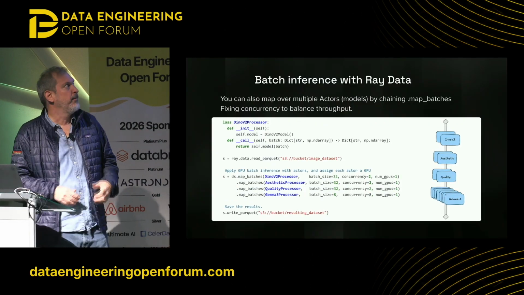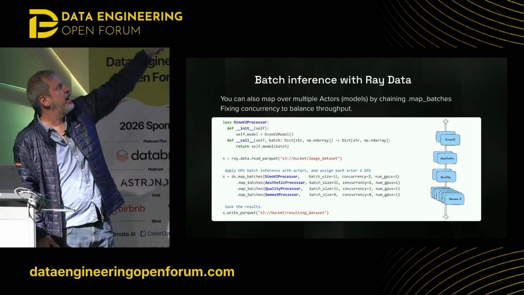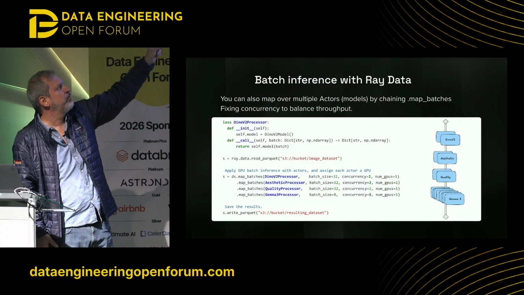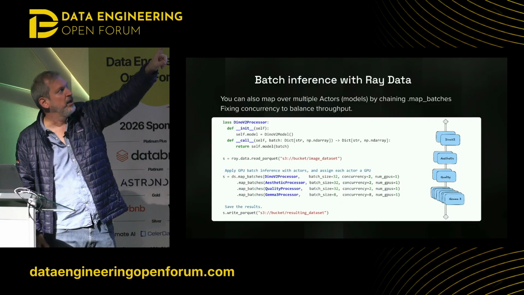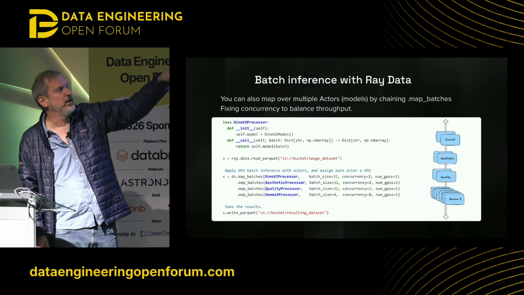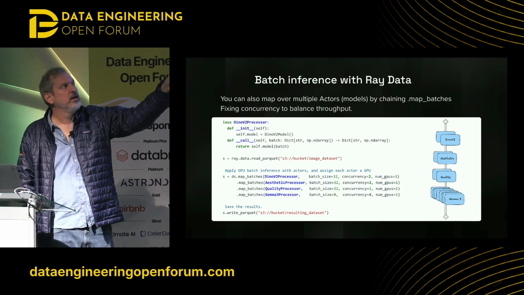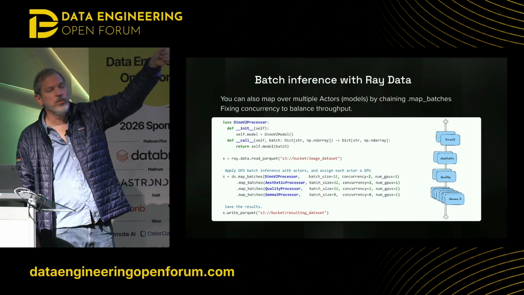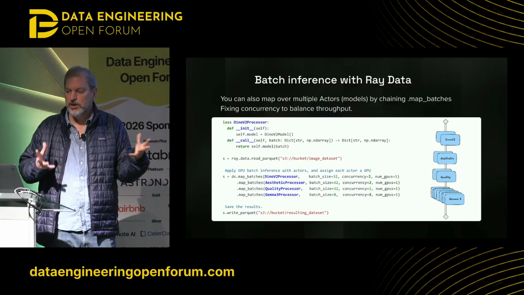If you pile more stages, you can say, read the data, map over Dino, map over aesthetic, map over quality, map over Gemma, and then save. And you need to allocate differently. Gemma is very heavy, so you need more instances to process data. Dino is super lightweight, so you can accommodate fewer instances. So you can do this by yourself, or you can let the system accommodate.